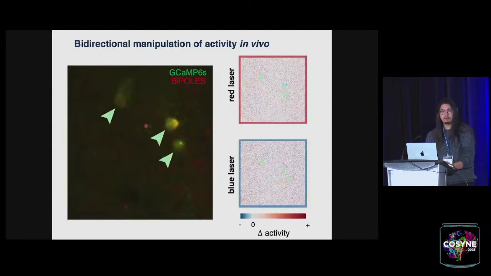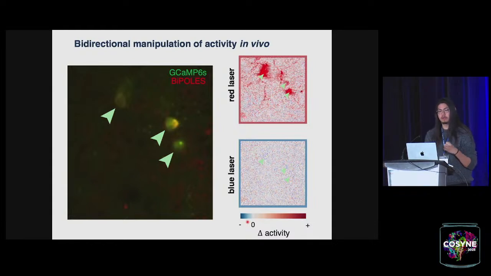So I'm taking a mouse here, it's expressing GCaMP, a calcium indicator, in these neurons, that's green, and we express the construct that's tagged with a red fluorophore. So these yellow cells have both. I'm going to first shine red light on these three neurons. The color map here is, white is no change, redder is increases in activity, and blue is decreases in activity.